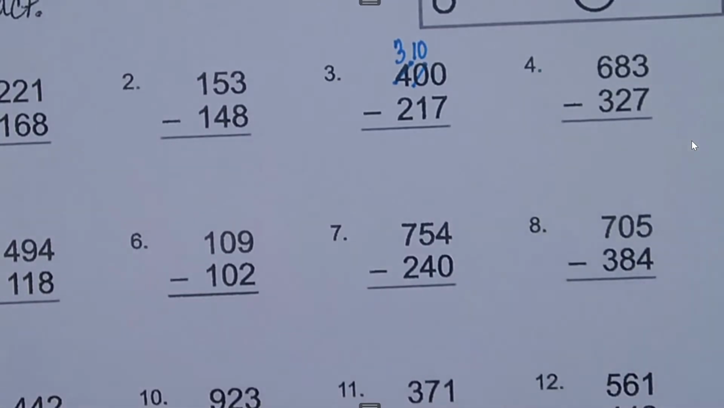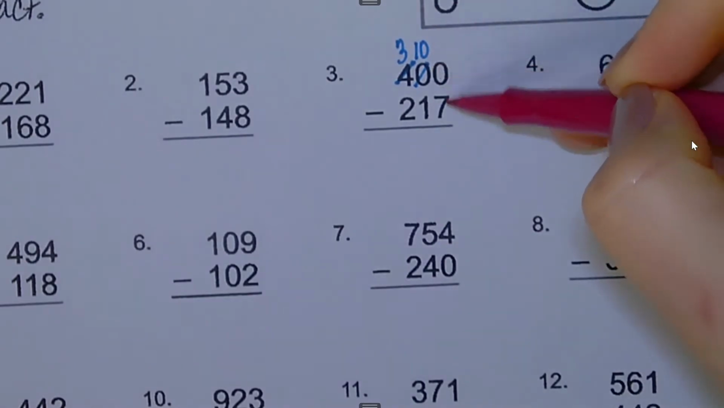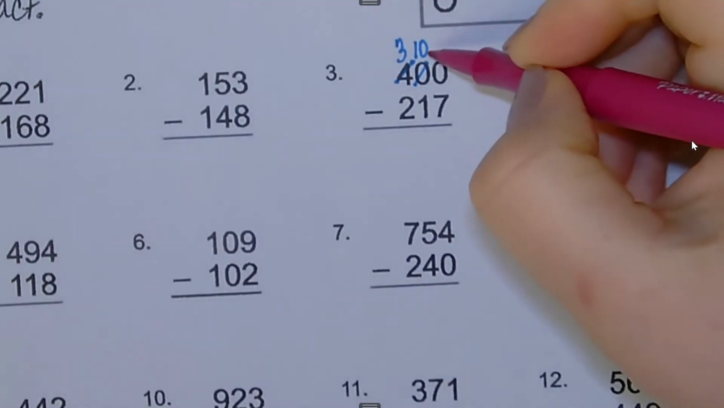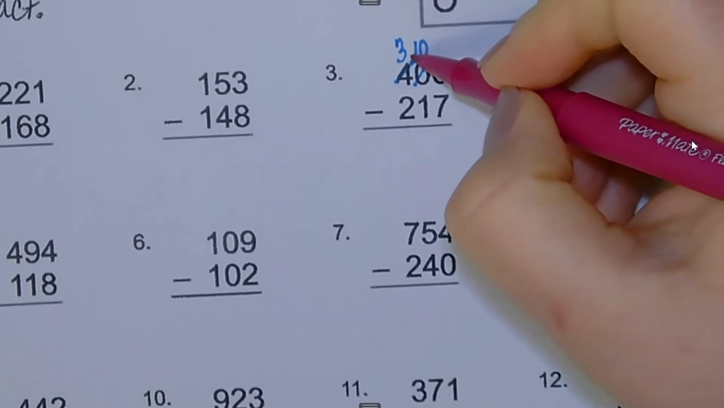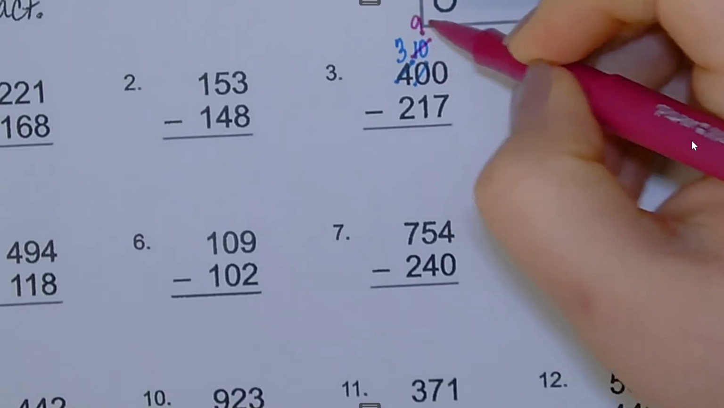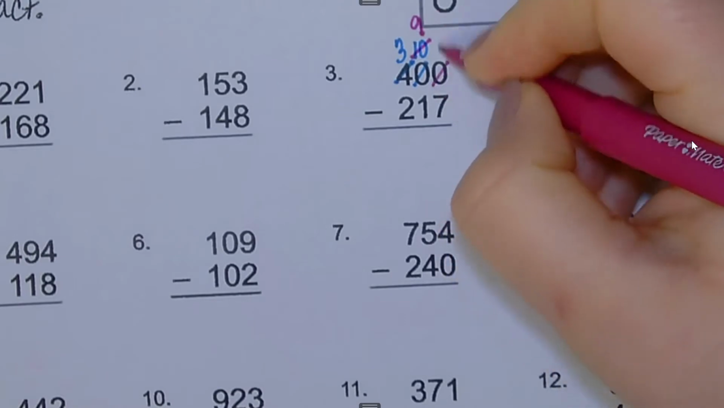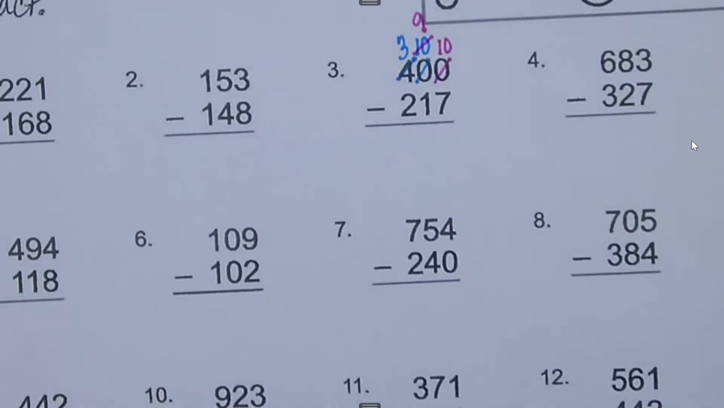Okay, so now we go back to this 0. I still can't do this problem, but my neighbor can help me now. So I'm going to borrow from this 10. So my 10 becomes a 9, and my 0 becomes a 10.